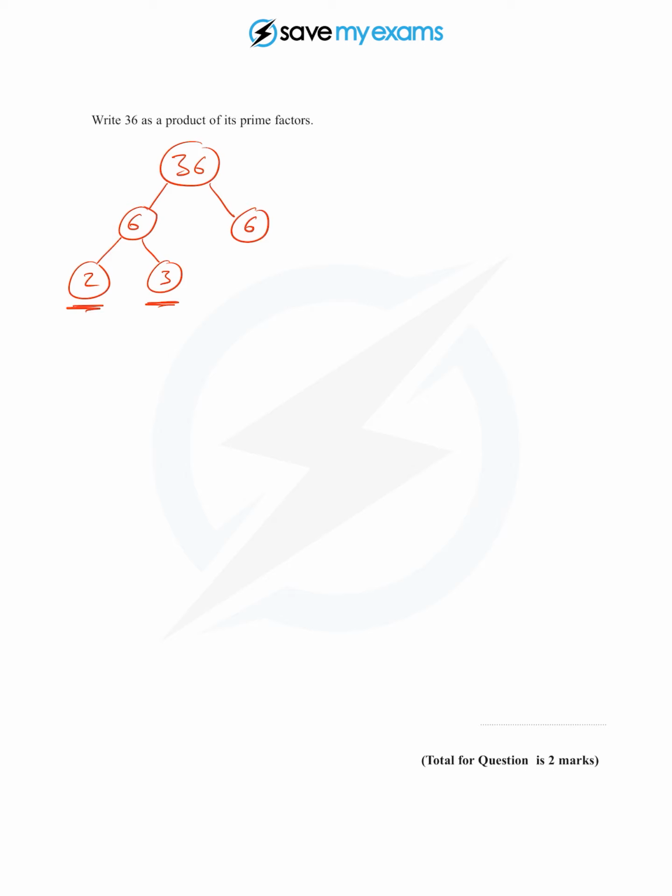So I stop there. And I've got another 6, so I do 2 times 3 again. And I stop there and stop there. And so 36 is, well, let's write it in a nice order: 2 times 2 times 3 times 3. I could have done this with 9s and 4s and things, but I did it with 6 times 6. And there is my answer.